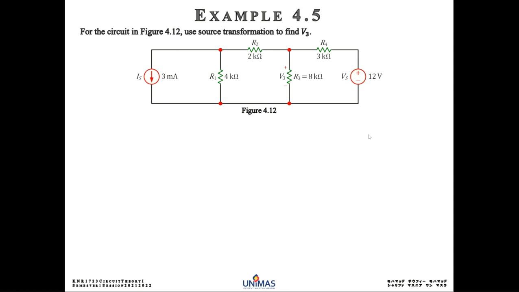Okay, so now you just imagine I give you this circuit. I ask you to find V3. Earlier we did it using source transformation. Of course, you can do the same question using superposition. You consider Is with Vs off, then you consider Vs with Is off. So you can do that.